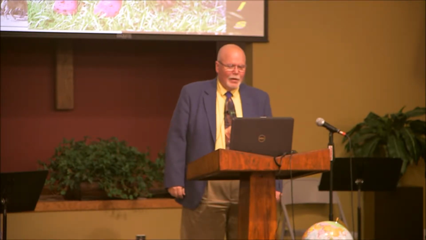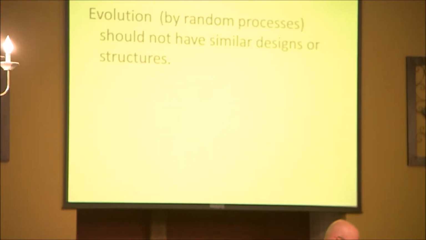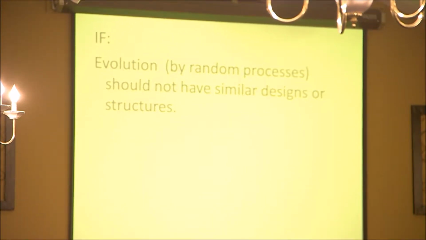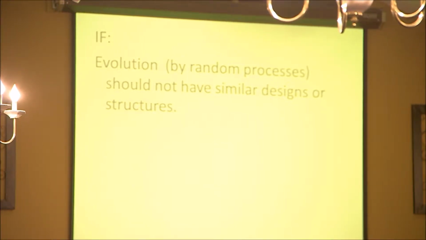But all right, let's talk about animals and some of the things that we see. If evolution, which is a random process, should there be any similar design characteristics in anything? Think of the big bag of Legos. Shake, shake, shake, throw it out. Put them in the bag, shake, shake, shake, put them out. Should we see anything similar? Not necessarily. That's very doubtful.